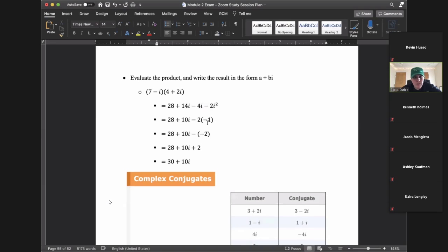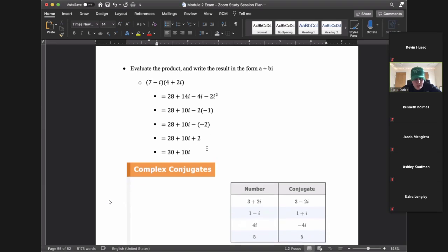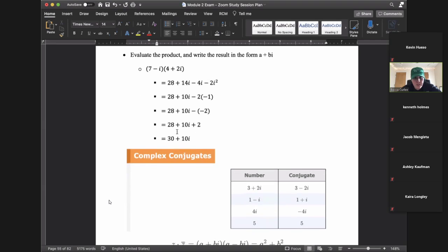So then we're going to simplify this further. We've got 28 plus 10i because 14i minus 4i is 10i. And then we've got -2 times the -1 because i squared equals -1. So this is the same thing as saying 28 plus 10i minus a -2, or 28 plus 10i plus 2, which is 30 plus 10i, because 28 plus 2 is 30.